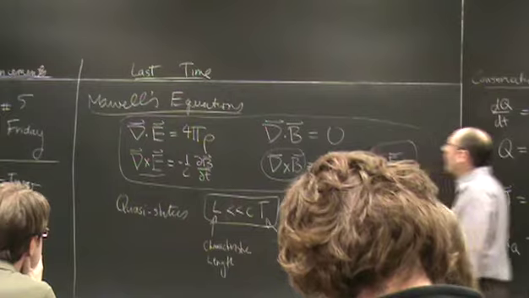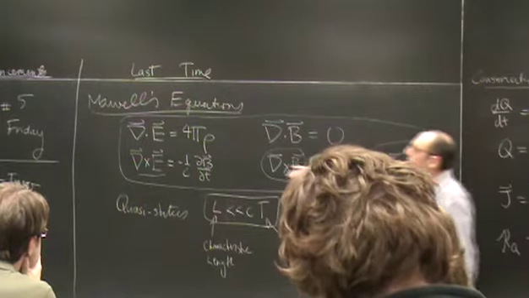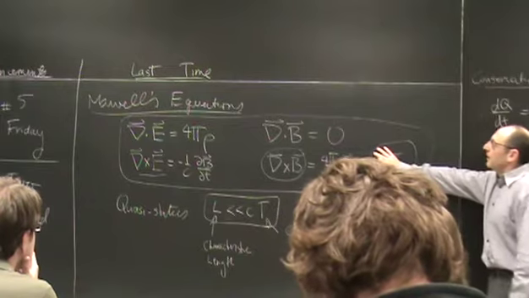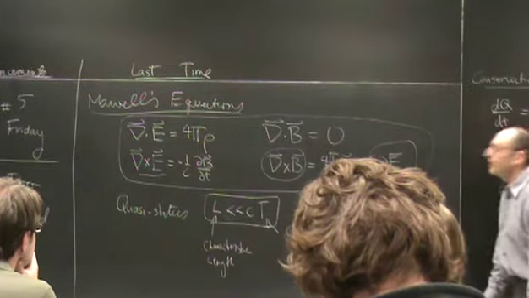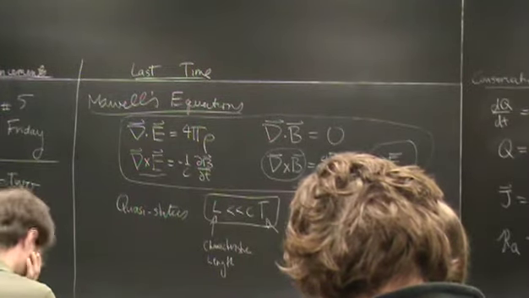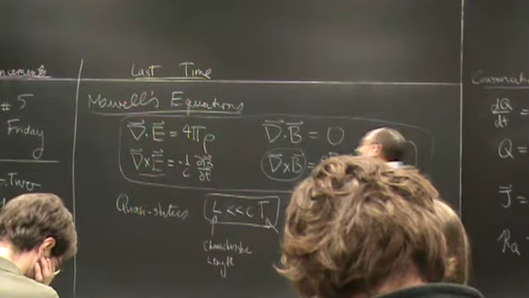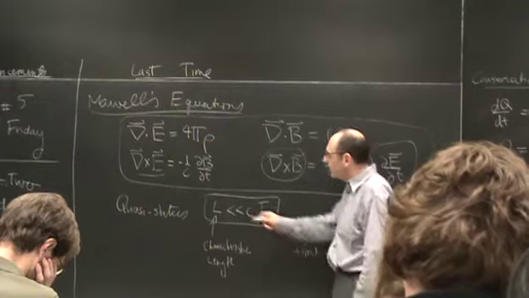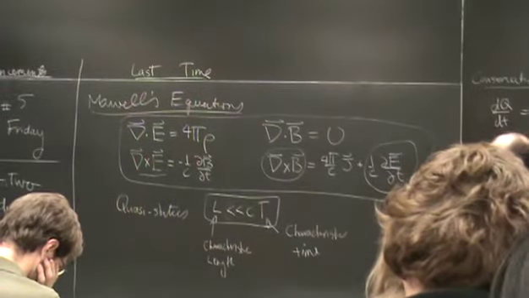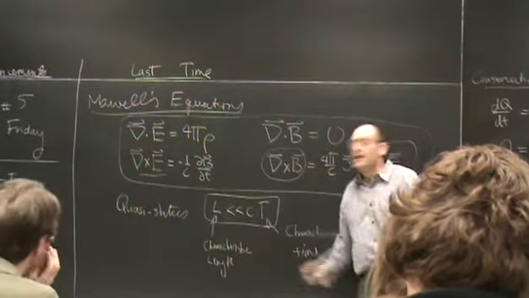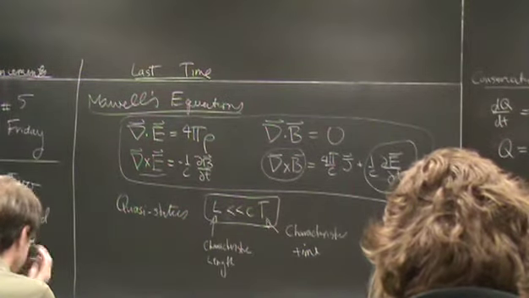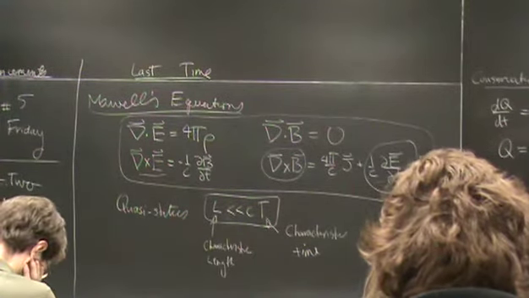For example, quite often we will make the approximation that we will include the Faraday effect but ignore the displacement current. And we discussed how that is a good approximation if the characteristic size of our circuit is small compared to the time it takes light to propagate across that circuit. That's the so-called quasi-static regime.